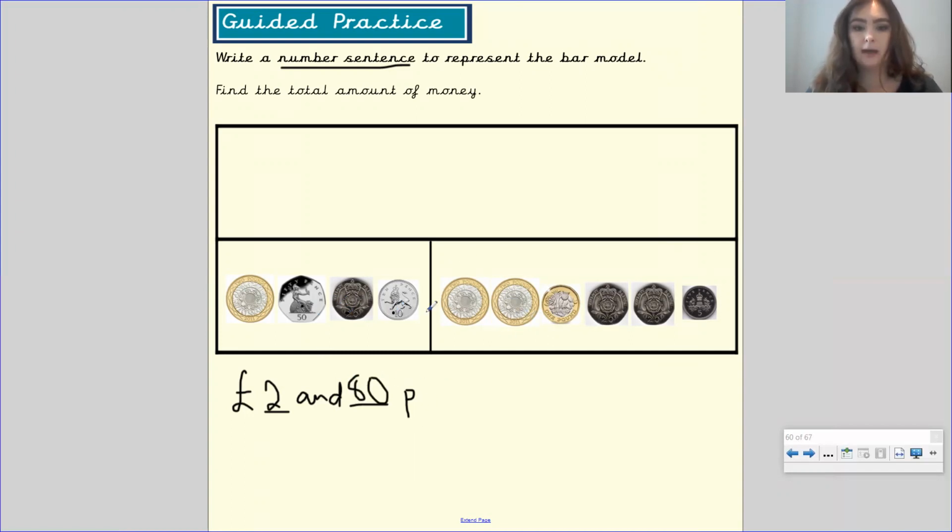Now we need to find out how much money we have here. So again, it's going to be something pounds and something pence. So what I want you to do is pause the video and add together how many pounds we have and the pence. Pause the video to do that on your mini whiteboard.